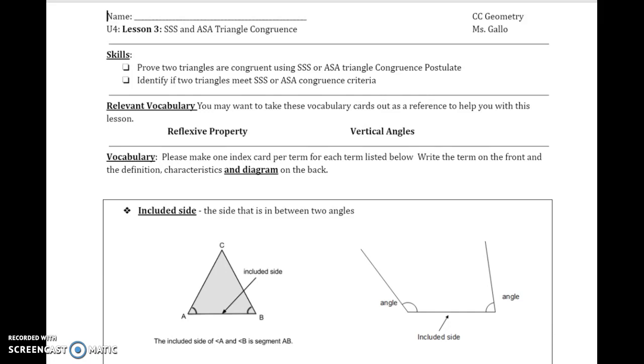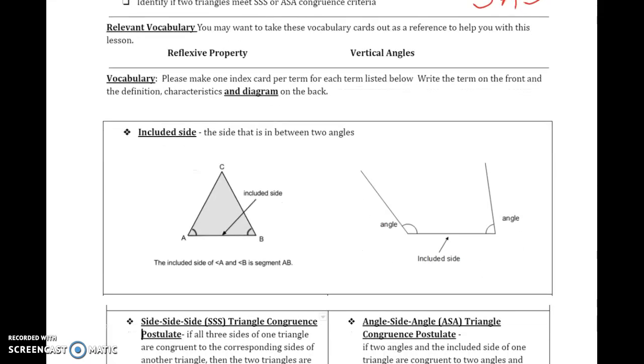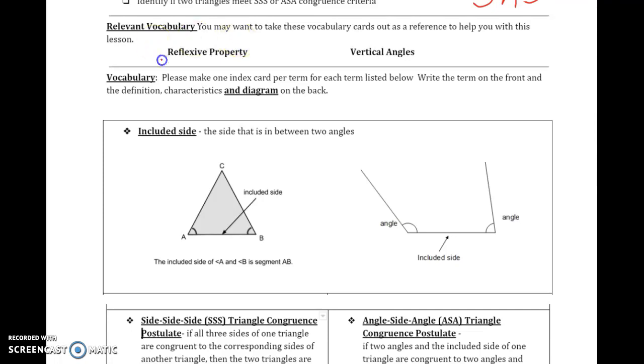Keep in mind that we do have side, angle, side criteria from before, from our lesson number 2. And relevant terms and things you may want to keep in mind are reflexive property and vertical angles. Those are things we are looking for. So this video will cover the vocabulary part.